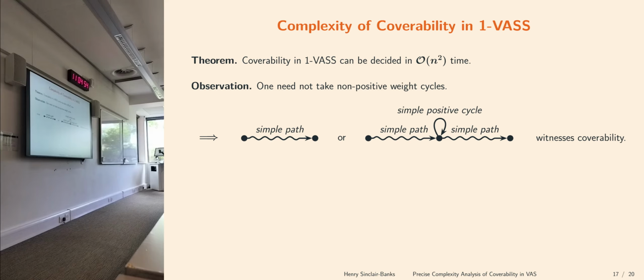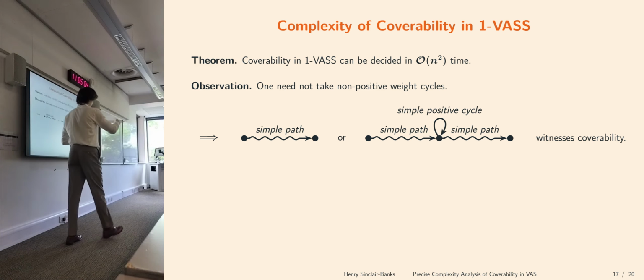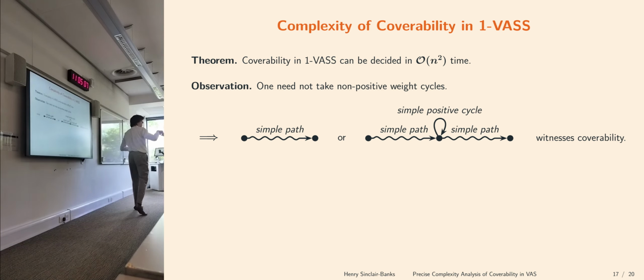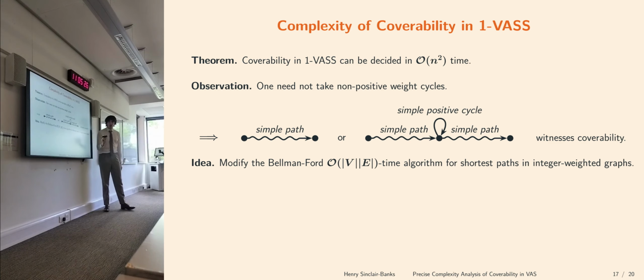When coverability has witnesses, they will be of one of two shapes. Either they're a simple path, no cycles at all, or it might reach a node and have a positive cycle. But as soon as you're able to take this positive cycle once, a little bit like the example on the second slide, you'll be able to take it over and over again and morally reach an infinite counter value. And then you can take any simple path you like to the target because I'm no longer scared of negative transition updates. I'll always be above 0 because I could have taken the cycle even more if I wanted to. And so this allows you to modify the Bellman-Ford algorithm for shortest paths in integer-weighted graphs.